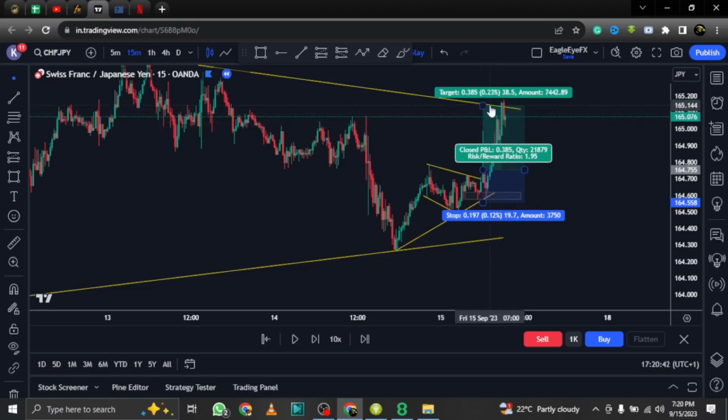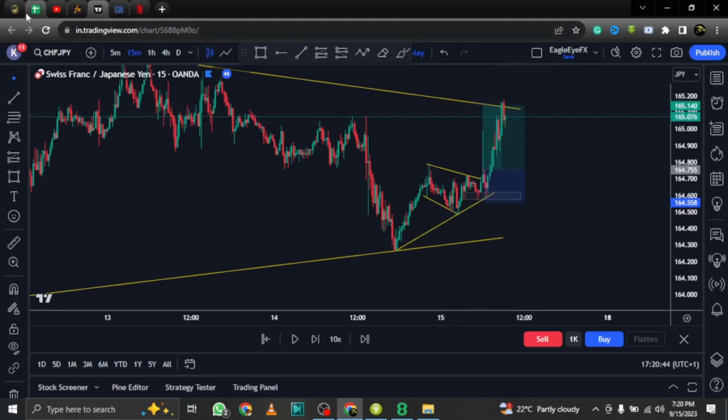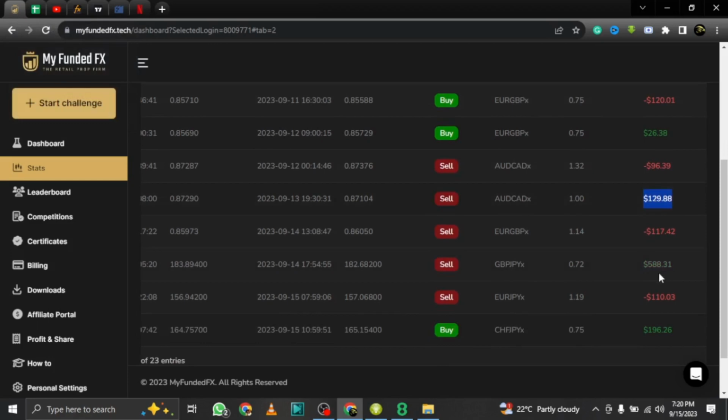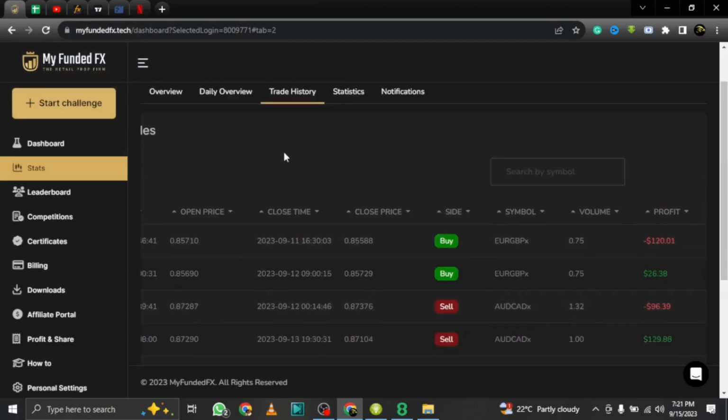So I took this trade over here, and that is the GJ trade, around almost 6%. This is a Euro JPY one that took me back again, then I was able to recover with CHF JPY, and that is how I was able to pass.